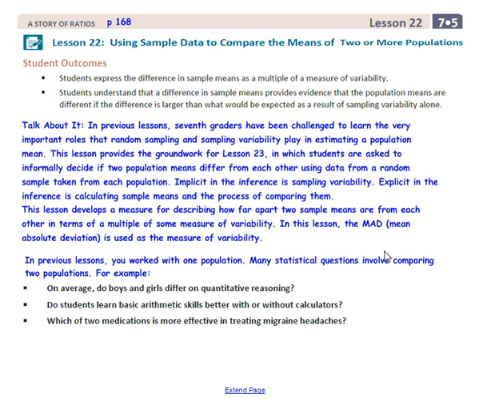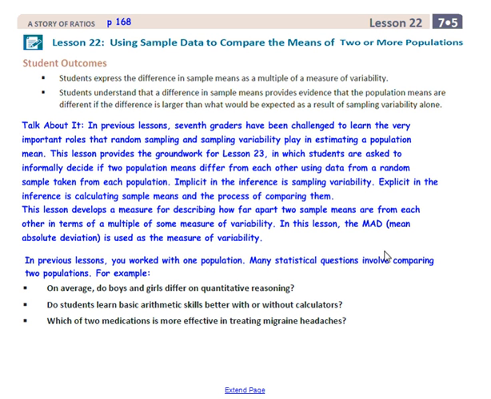In previous lessons, 7th graders have been challenged to learn the very important roles that random sampling and sampling variability play in estimating a population mean. This lesson provides the groundwork for Lesson 23, in which students are asked to informally decide if two populations' means differ from each other using data from a random sample taken from each population. Implicit in the inference is sampling variability. Explicit in the inference is calculating sample means and the process of comparing them.